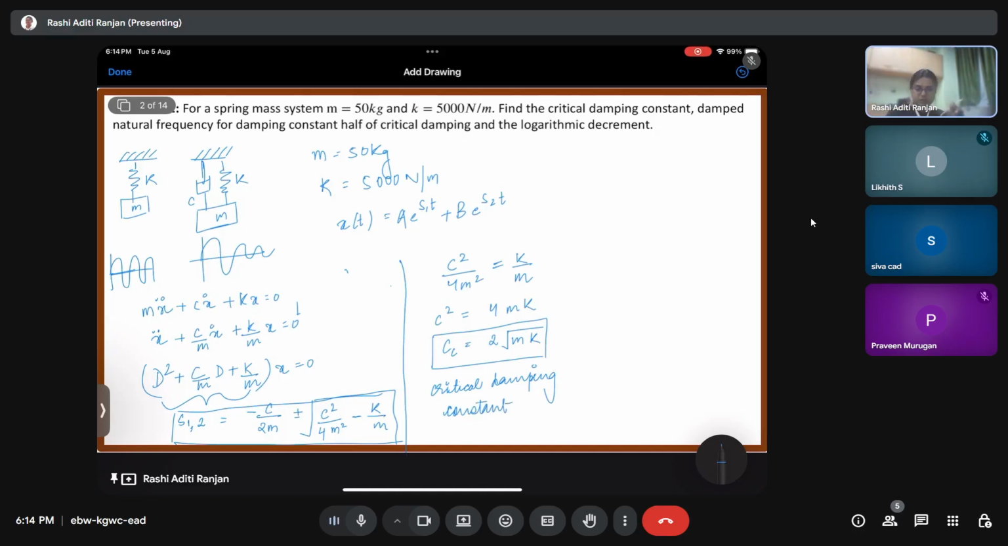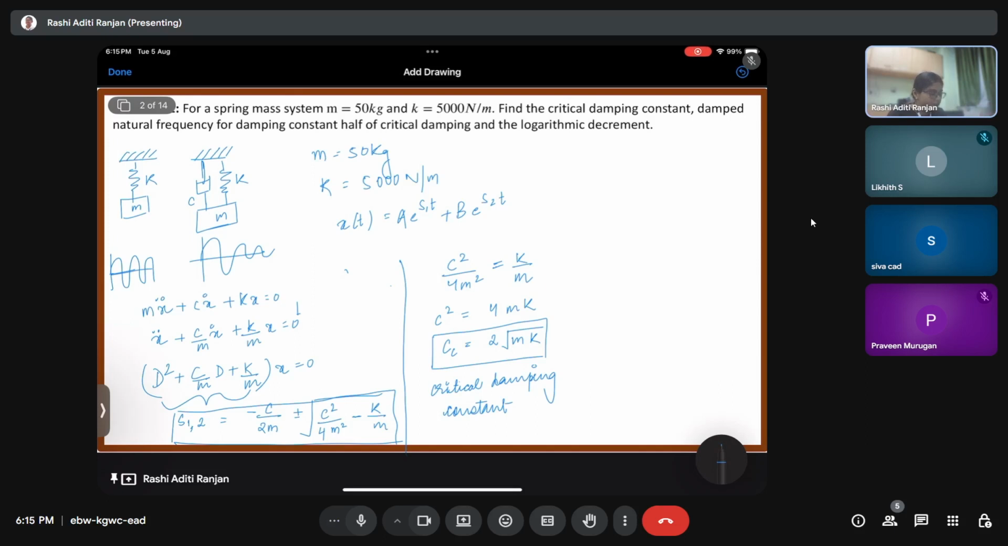So why is it called critical damping? Because at this value of C, the root comes out to be real, and both the roots are the same. If C is less than this, then what is going to happen? It is going to be an underdamped system. And if it is greater than this, then it turns out to be an overdamped system. Now, depending upon whether the system is underdamped or overdamped, the behavior of the system is going to change. Correct? Now, I've got the equation for the critical damping constant, right?